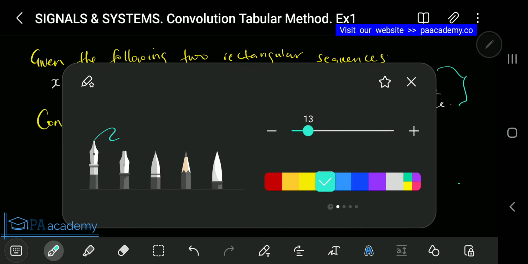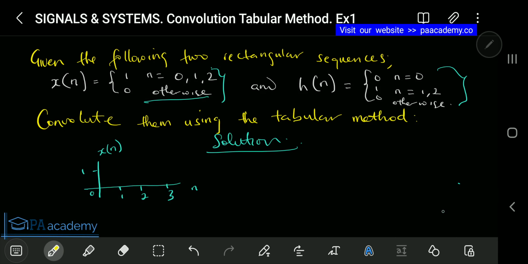Okay, are we good? So now let's establish something. They said when the amplitude is 1, n is equal to 0, 1, and 2. So from 0, 1 to 2. This is for x of n.